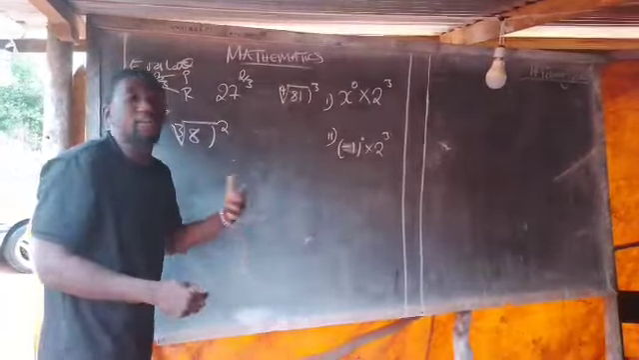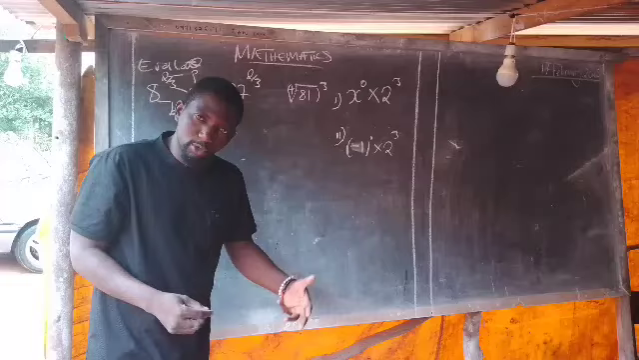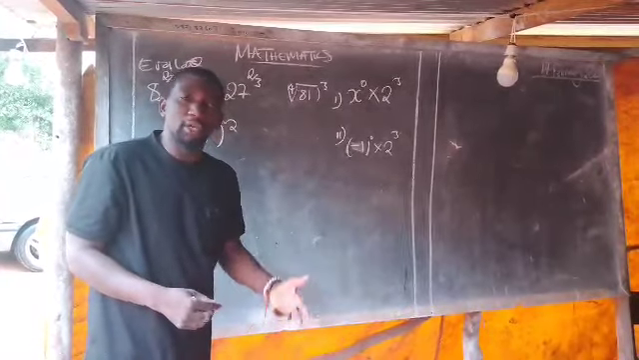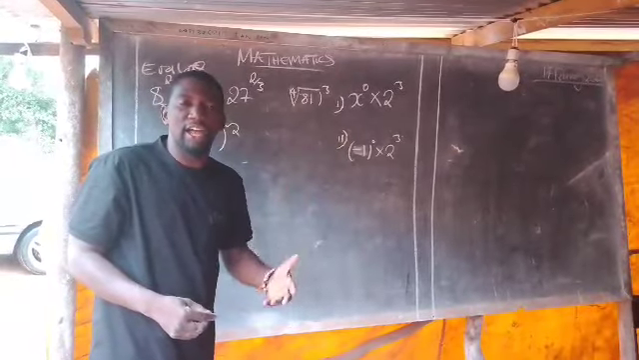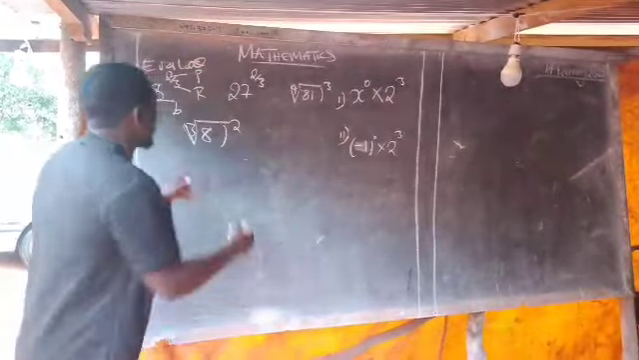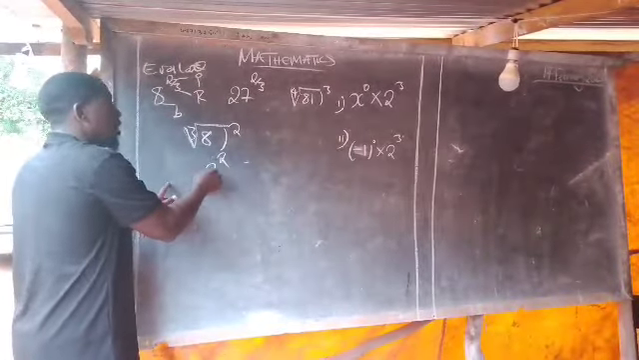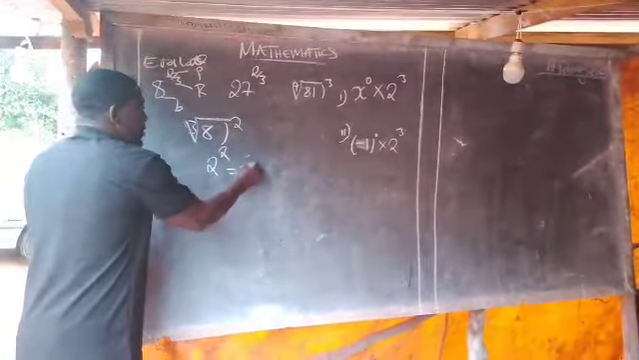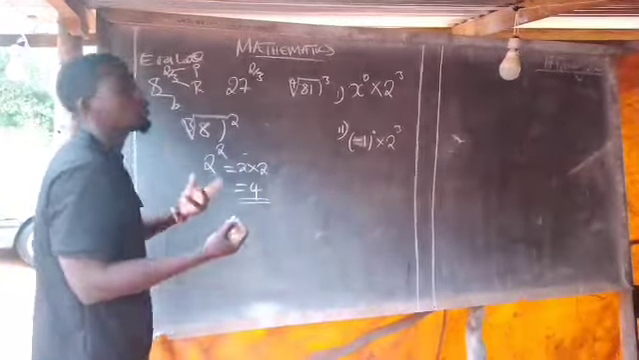Then you ask yourself, what is the cube root of 8? If you remember, in the previous lesson, we said the cube root of 1 is 1. The cube root of 8 is 2. Cube root of 27, 3. Cube root of 64, 4. Cube root of 125, 5. In this case, you're dealing with 8. So the cube root of 8 is 2, and 2 squared simply means 2 times 2, giving us a 4. So at that point in time, you are done.